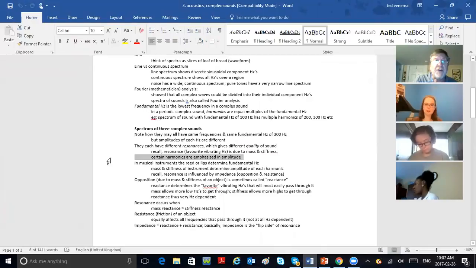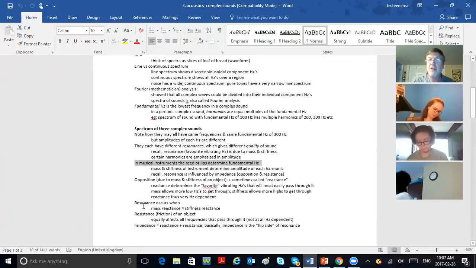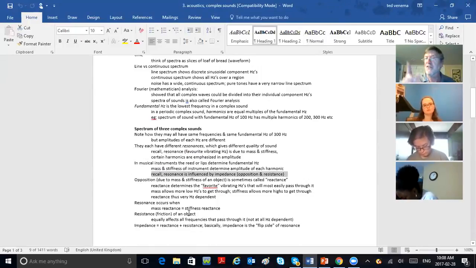In musical instruments, the reed or the lips determine the fundamental frequency. The mass and stiffness of the instrument, however, determine the amplitude of each harmonic. Read that again. In musical instruments, the reed or lips determine the fundamental frequency. The mass and stiffness of the instrument determine the amplitude of the harmonics. Recall, resonance, this is all recalling back to Unit 1 again. We do lots of loop-de-loos in this course.